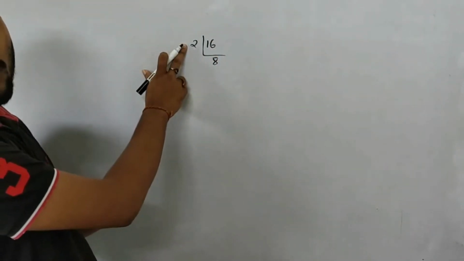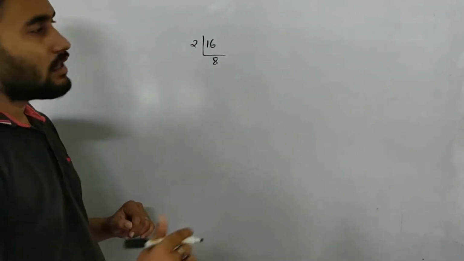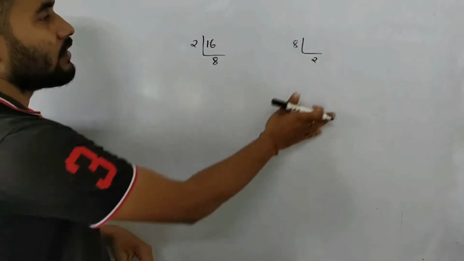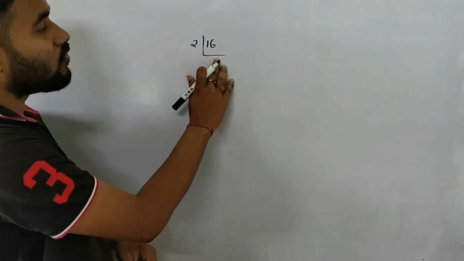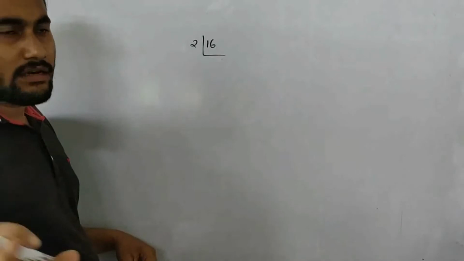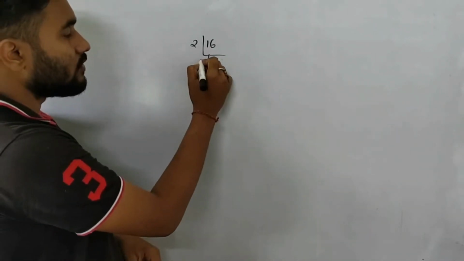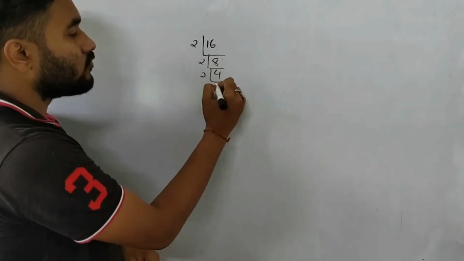See, I have done it by what? Prime number 2. 2 eights are 16. I cannot do it by 8, I cannot do like that. Okay, 8 twos are 16, no, I cannot do it like that. I have to start with 2 only. 2 eights are 16. Understood? Then 2 fours are 8, and then 2 twos are 4.